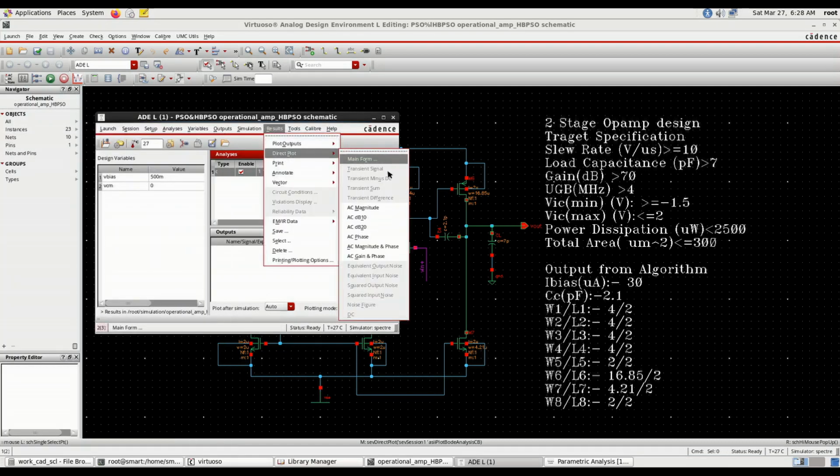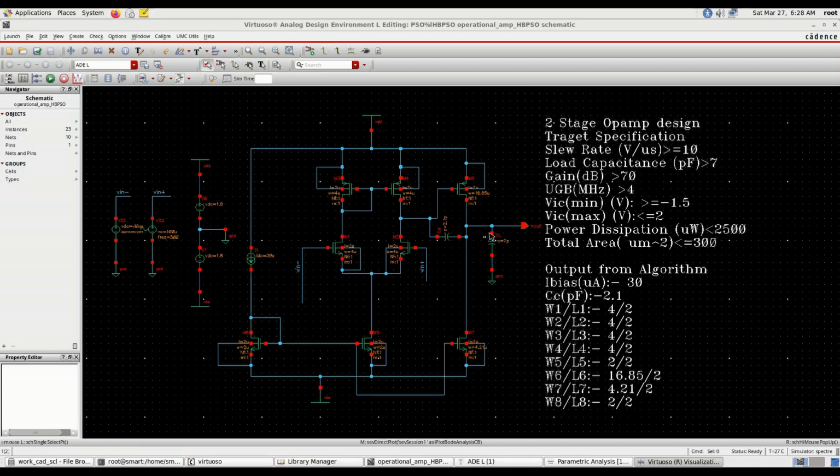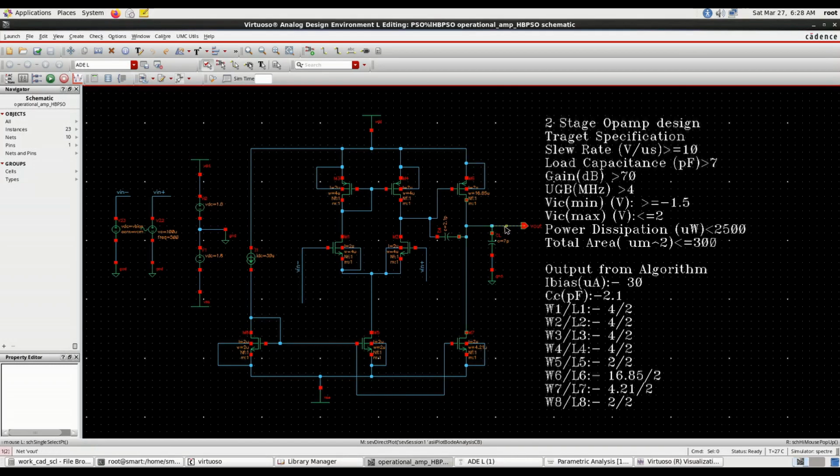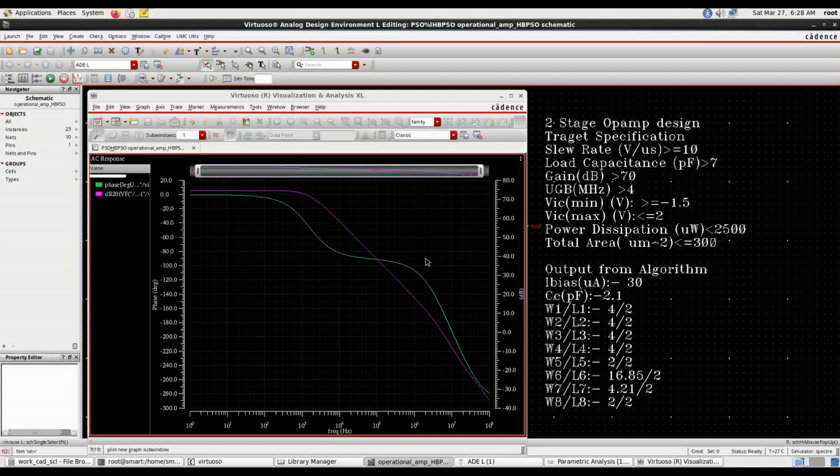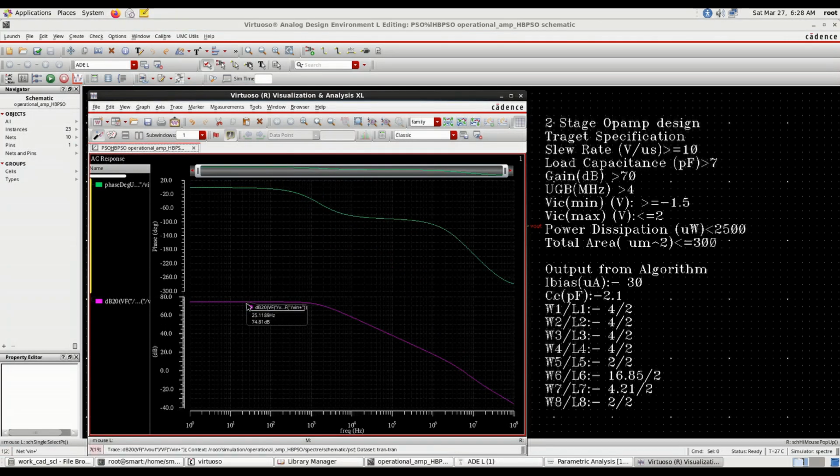Result, read plot, gain and phase, V out by V in. So these are the gain and phase plots. You can check the value: 74.81 dB. We have set more than 70 dB gain, so 74.80 gain is coming. So it's meeting the specification.